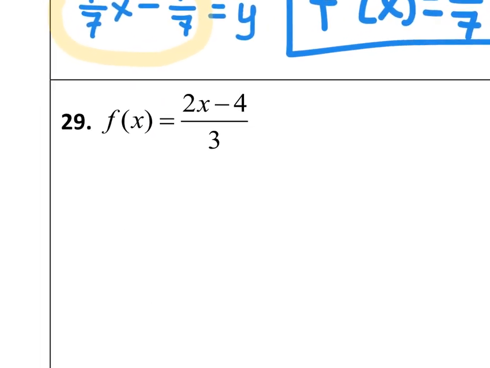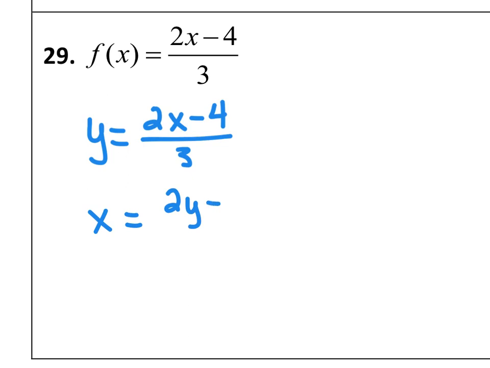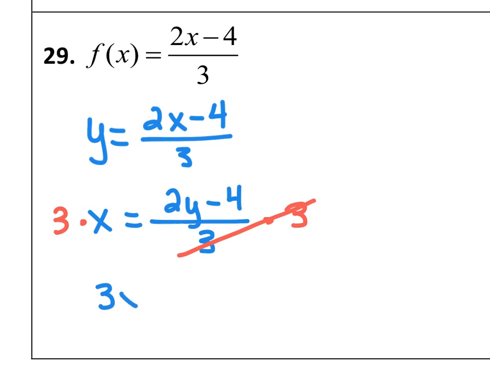Number 29, same process. Rewrite this with y equals (2x minus 4) over 3. Then exchange your x and y. X equals (2y minus 4) all over 3. Now in this problem, it's handy to get rid of the 3 right away. So I'm going to multiply both sides of the equation by 3, and the 3's on the right side of the equation cancel. So now this whole equation says 3x equals 2y minus 4.